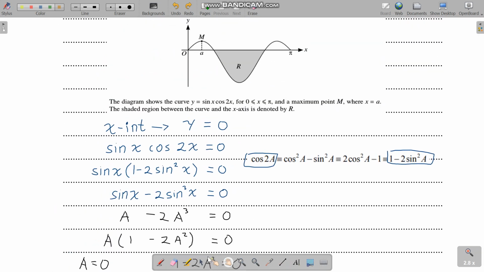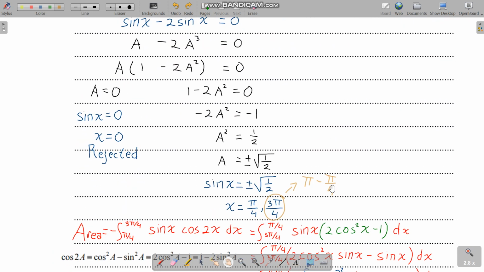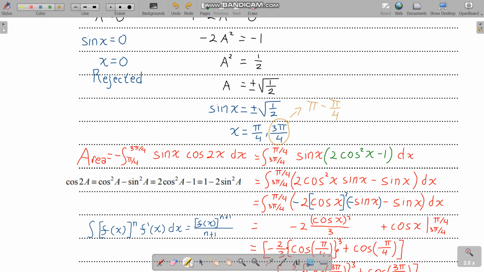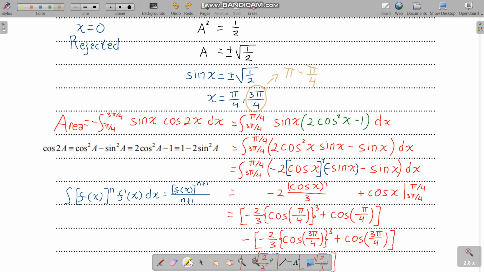Since the area is under the x-axis, from the integration you will get something negative. So the area is negative the integral, because the area is supposed to be positive. Because of the minus integral, you can just use positive, but we flip the terminals. You swap 3 pi over 4 and pi over 4, and you get the integral from 3 pi over 4 to pi over 4.